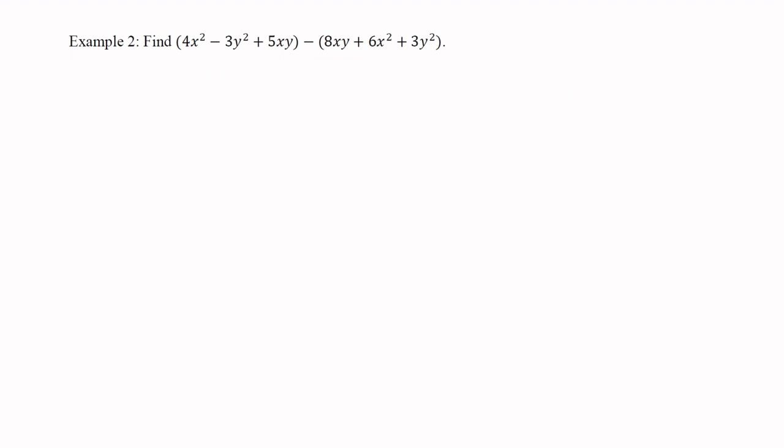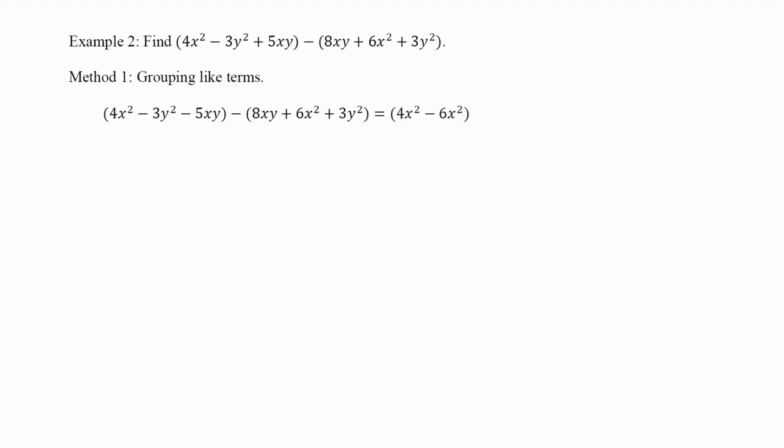Here's another example where we have two trinomials and we're subtracting. So let's group like terms by putting together our x squared terms. We're going to put together our xy terms, and we're going to put together our y squared terms. Now notice, in each case, we are subtracting that second set because we have a minus sign in front of that second trinomial. We are subtracting the 6x squared, we are subtracting the 8xy, and we are also subtracting the 3y squared.